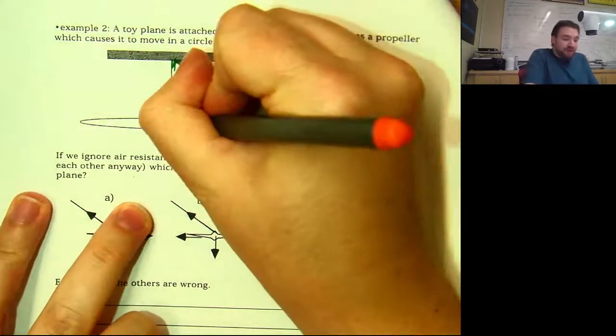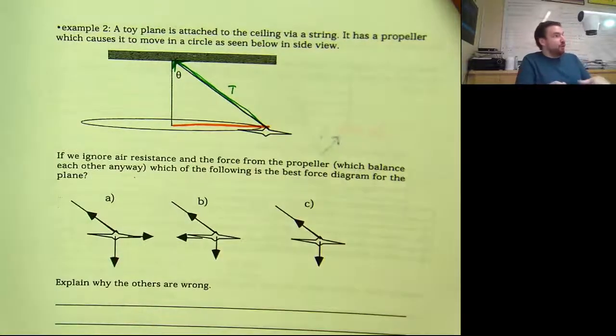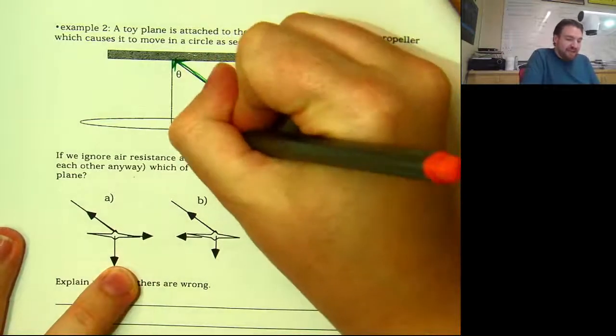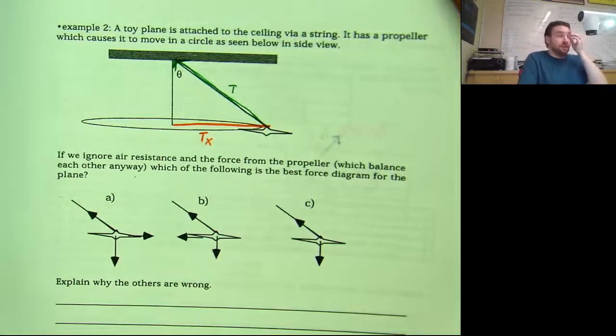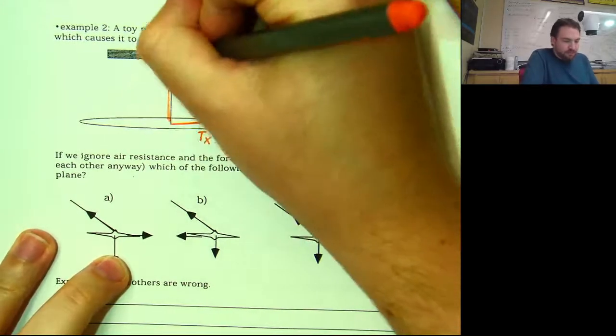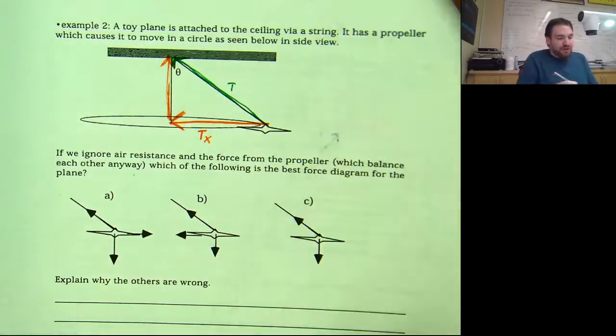So you've got one component acting horizontally, parallel to the path of the plane. We can call that Tx, because it's typically flat in this direction. And then the other component of tension is doing what? It's up. It's going this way. So here's what they are. What are they doing?